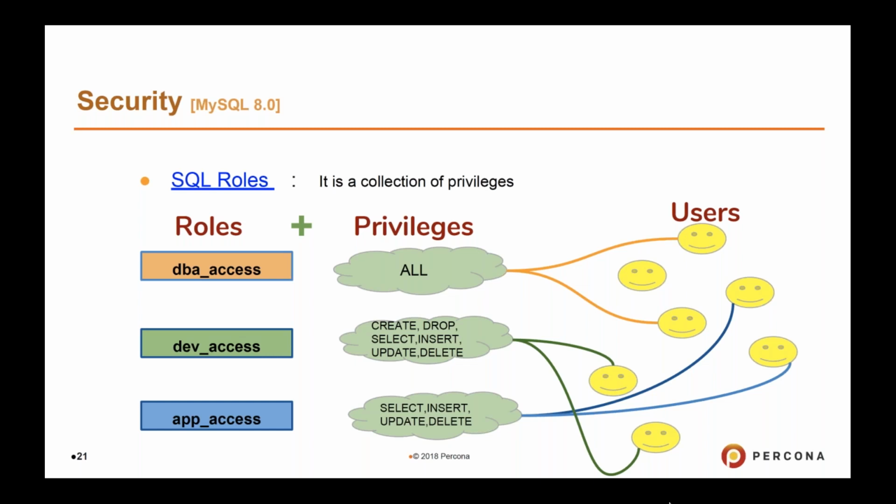Let's say this is the DBA access. I can assign the DBA role to a user, and that user will have all privileges. I can assign the dev access role to a particular user, and that user will have create, drop, select, insert, update, delete privileges. So the list goes on. That's how you can organize your users. It's the best way to organize your users, keeping the privileges and granting the privileges in a good way.